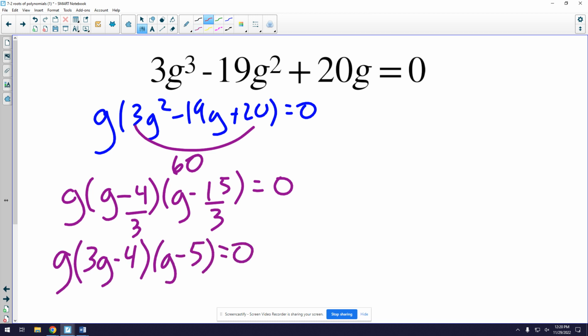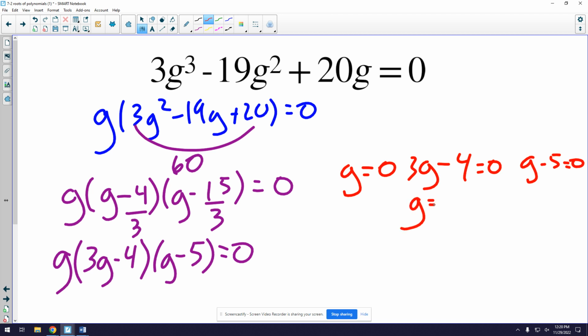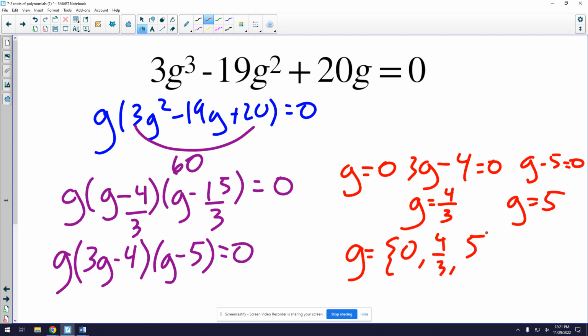I have three factors, and they are all linear, so g equals 0, 3g minus 4 equals 0, and g minus 5 equals 0. Obviously, g equals 0. That's done. Your second one, flip the sign, divide by your coefficient, so positive 4 over 3, and then positive 5. So your solutions that are rational roots are 0, 4 over 3, and 5.